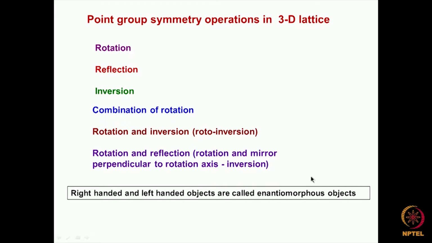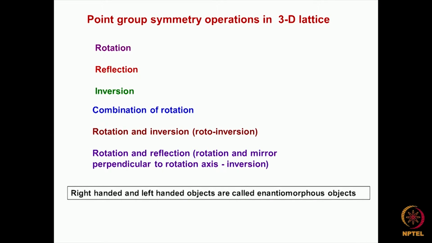So essentially, if you now look at it, what are the types of point group symmetry operations in 3D lattices? Rotation, which we have considered; reflection, which we have considered; inversion is one. Then we can have a combination of rotations, it is possible. Then rotation and an inversion, we can take that combination. Rotation and reflection also we have considered, right.